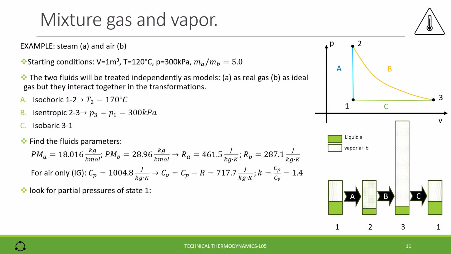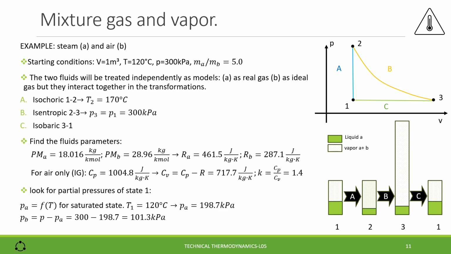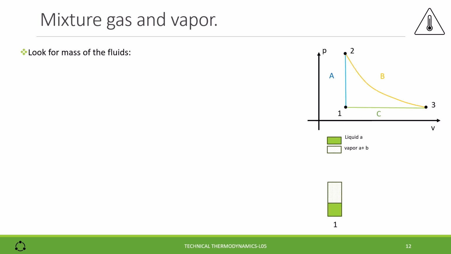We look now for the partial pressures of the state 1. The pressure of the fluid A, the steam, is a function of the temperature assuming saturated conditions. For 120 degrees, this value is 198.7 kilopascal. The pressure of the air is the total pressure minus the pressure of the steam, therefore 300 minus 198.7, 101.3 kilopascal. Let's look for the mass of the fluids.